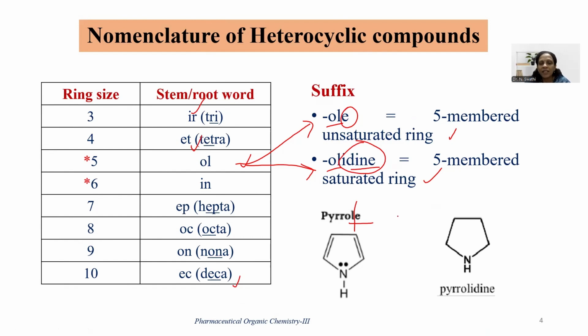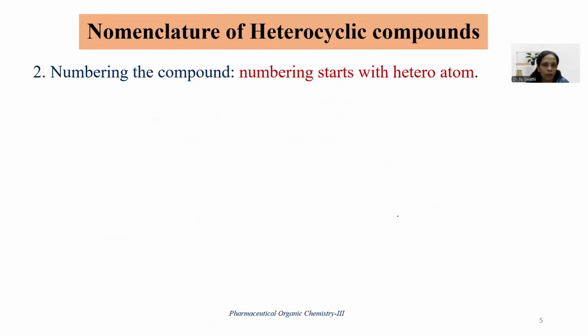Now that we have learned about the format of writing the IUPAC name for heterocyclic compounds, let us learn how to number the heterocyclic systems and also how to name the molecules in case of substitution. Now coming to the numbering of the heterocyclic compound, the numbering always starts with the heteroatom. So let us consider a few examples. Here the pyrrole structure is given. It is a 5-membered ring having nitrogen as heteroatom.